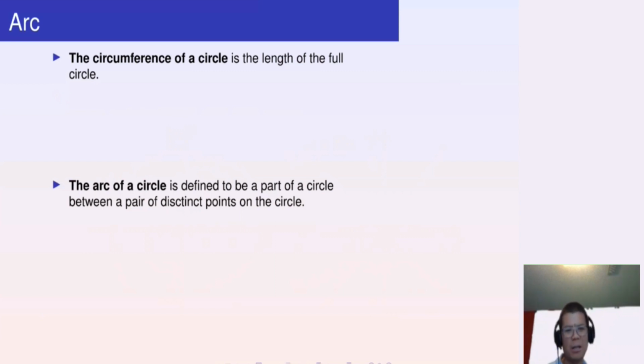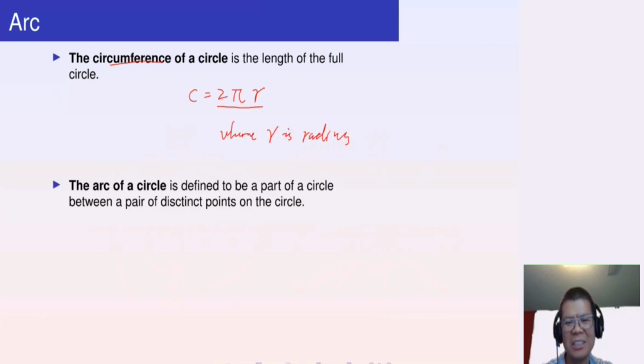But here we're talking about the arc of a circle. So anybody know the circumference of a circle? Anybody heard about that? The circumference equals what? 2 pi r, where r is the radius of this circle. C is the circumference of a circle. Pi is what? 3.14.